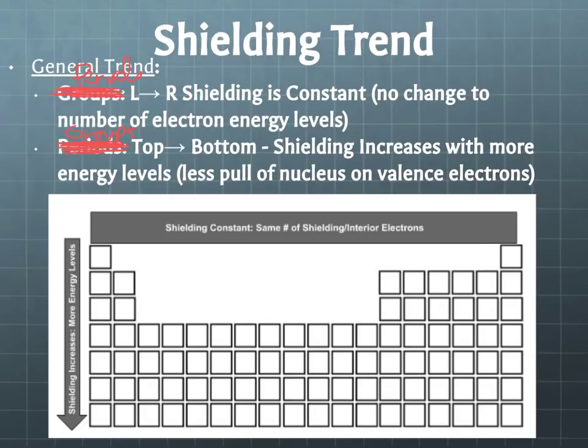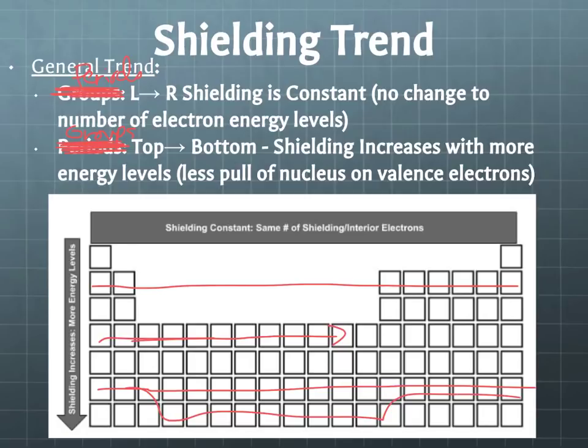So within a period, if I'm moving left to right, shielding stays constant because I'm not adding any more energy levels. Remember, as we move across, we have our 3rd energy level. It stays in the 3rd energy level. This is all the 2nd energy level. This is all the 6th energy level with the 5d, but 6 is still there, whatever.